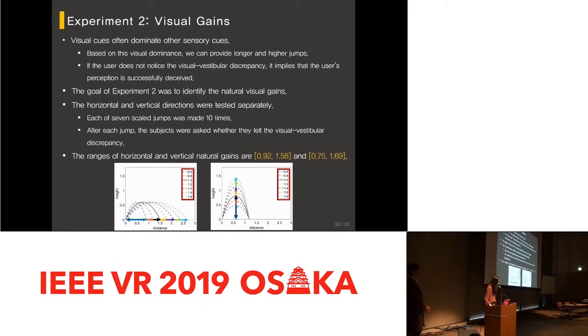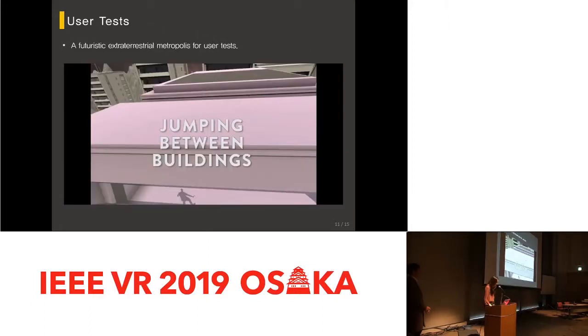The identified range for the horizontal and vertical visual gains was 0.92 to 1.58 and 0.75 to 1.69. With the findings in experiment 1 and 2, we conducted user tests to compare the user experiences.